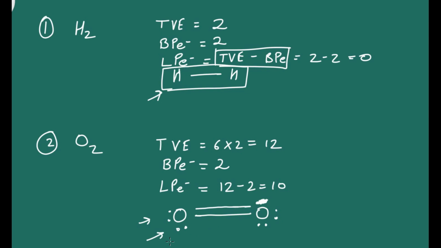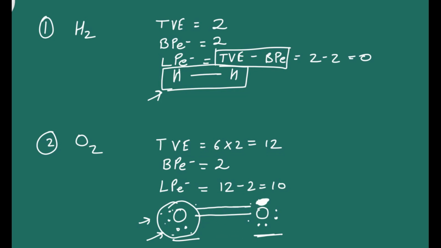Now calculate the total number of electrons. Is the octet complete or not? 1, 2, 3, 4, 5, 6, 7, 8. The octet for this particular oxygen is complete, and the octet for this particular oxygen is also complete. Since this oxygen was not able to complete the octet, we removed one lone pair from this side and made a double bond to complete the octet of both the atoms.